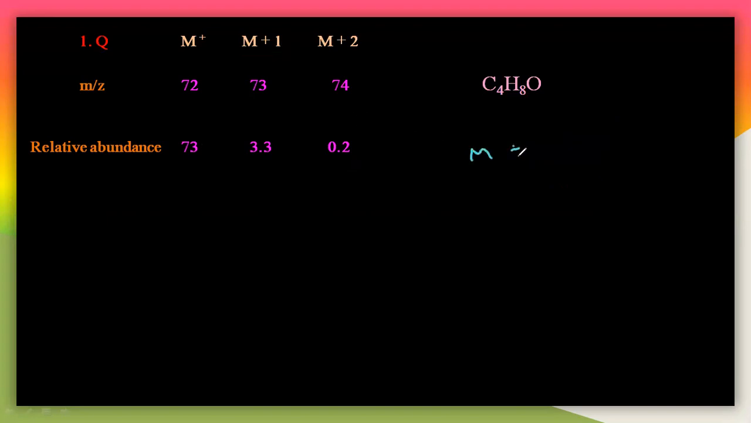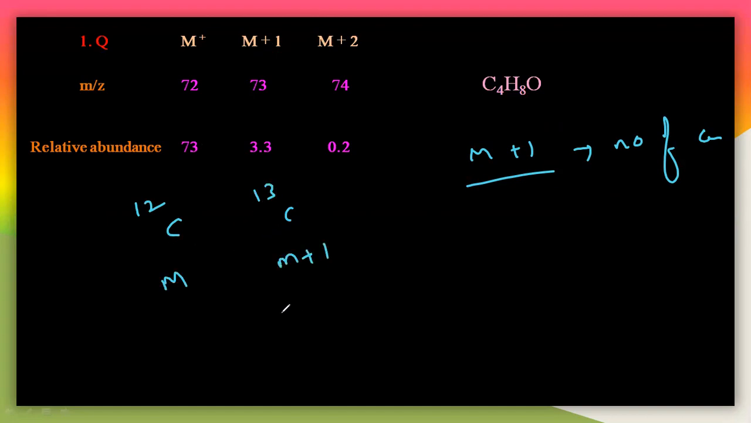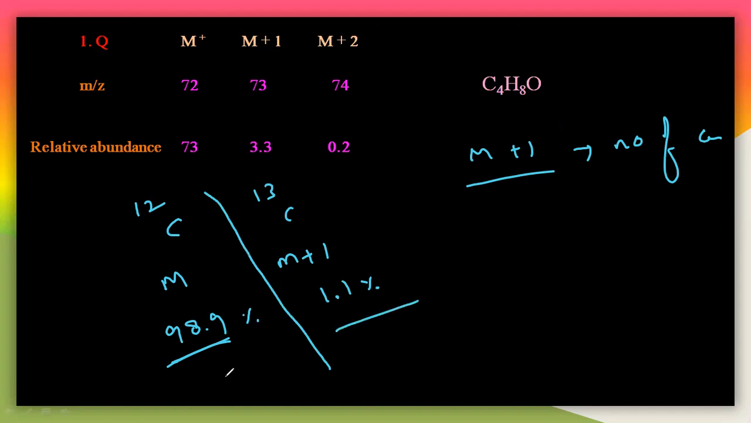M+1 is used to measure the number of carbons here. M+1 means you can take carbon, which is C12 and C13. This is M and this is M+1. In nature, C12 is 98.9% available, but C13 is 1.1% available. So that is the relative natural abundance of it. You have to understand that. So this is the M peak and this is the M+1 peak here.